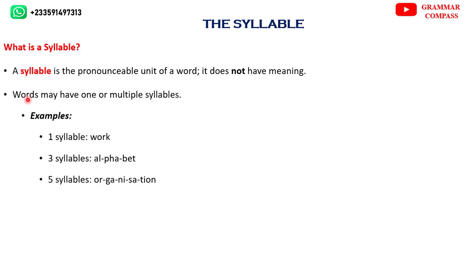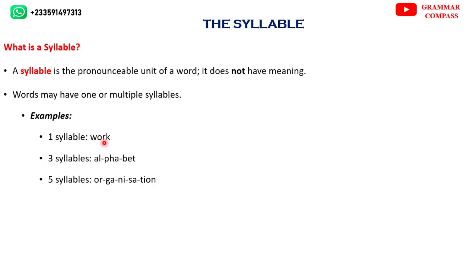Also, the word may have one or multiple syllables. It means you can have an English word that is only one syllable. You can have an English word that is 2 syllables. You can have an English word that contains 3 syllables. You can have an English word that contains even 5 syllables.